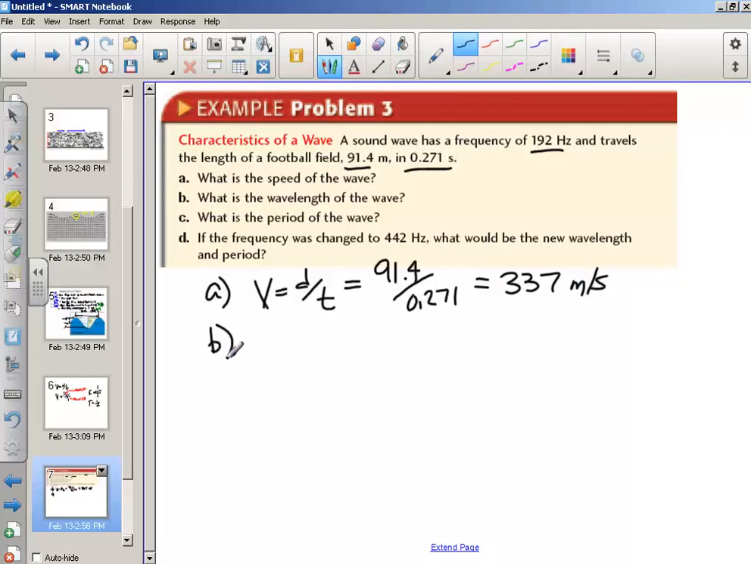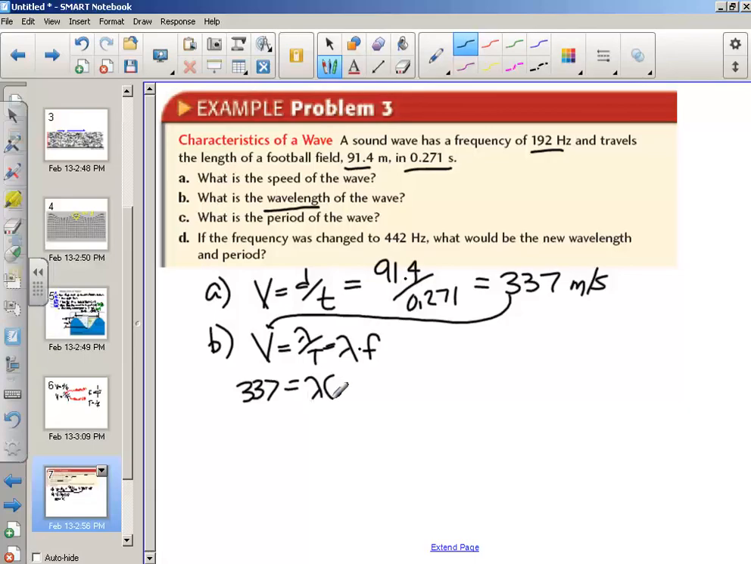Part B, what's the wavelength of the wave? Well, remember that velocity is wavelength divided by period, or we can also say wavelength times frequency. So we could use that one. We now know the velocity, and I'm just substituting in 1 over T for f. So the wavelength I'm looking for, and the frequency is 192. So I take 337 divided by 192, and my wavelength comes out to be 1.76 meters.